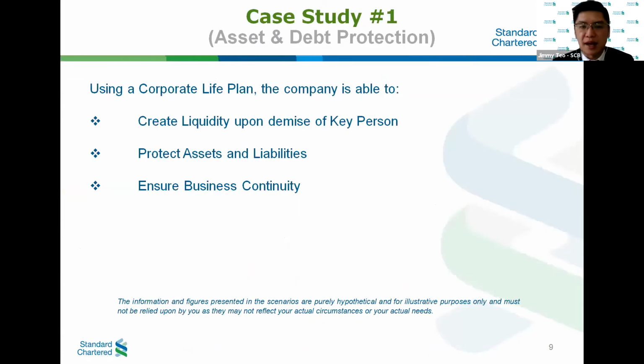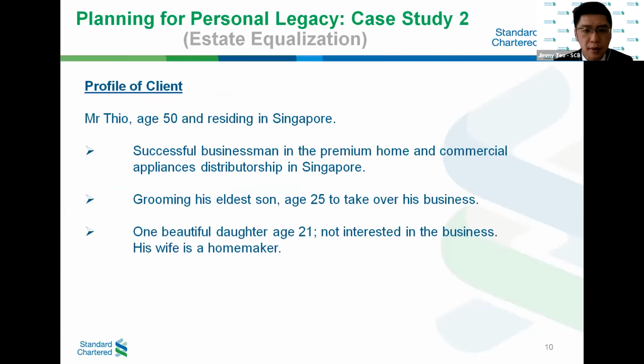So having this corporate life plan, we create liquidity upon demise of the key person, we protect asset liability, and we ensure business continuity. Second and last example, we just want to share that in my team, we don't just plan for customers in terms of their corporate affairs, we can also plan for their personal space. So particularly this customer, Mr. Teo, age 50, staying in Singapore, a dealer in premium home and commercial appliances.